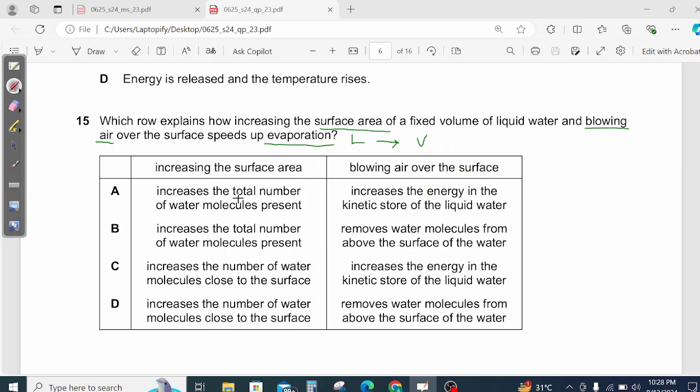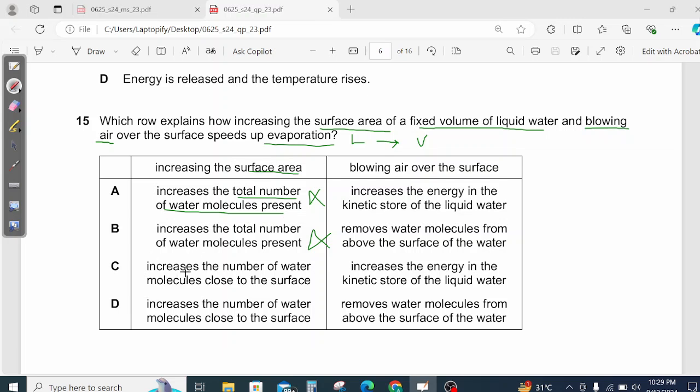Increasing the total number of water molecules present. No, this option says that by increasing the surface area, the number of water molecules increases. No, the reason is that we have a fixed volume of liquid water. It means the total number of water molecules will never increase. That's why this is an incorrect option. Again, this is the same, so this is also incorrect. So we have two options here.